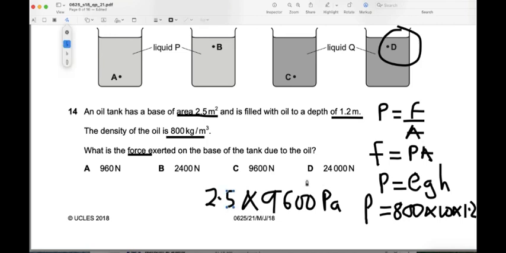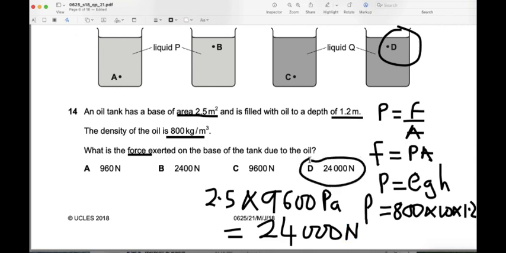We get 24,000. This will give us 24,000 Newton. Because this is what they want us to calculate, the force, not the pressure. So the option is D, 24,000 Newton. This is the correct answer. Okay? So you see how it goes.